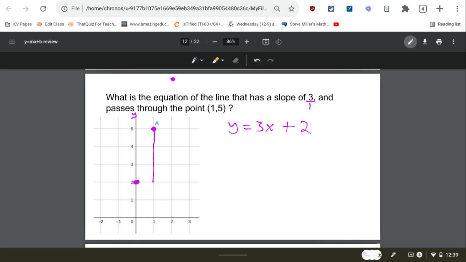The other way is to take your (1, 5) and plug those into the y equals mx plus b formula, and you can solve for b that way. So I'll plug in 5 for y, 3 for the m, and a 1 for the x, plus b, and then you could use this to solve for your b. 5 is equal to 3 plus b, so b has got to equal 2. I just subtract 3 from both sides. Cool. And that's how we found our b term.